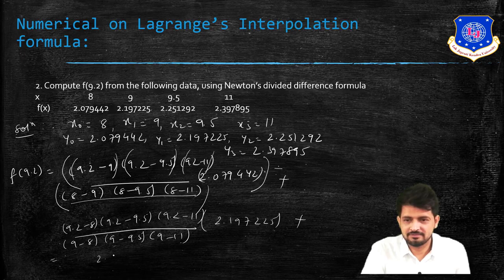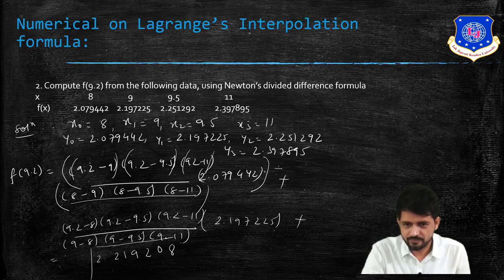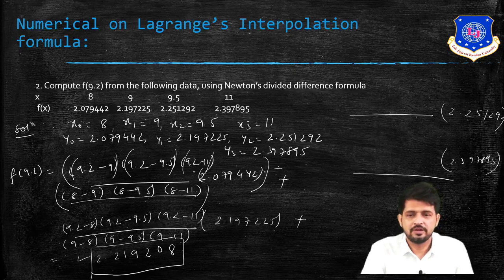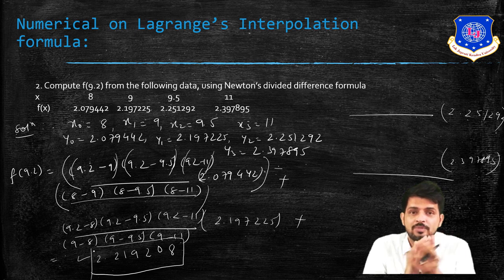The final answer will be 2.219208. You have to write two more terms, in which we take the values of y2 and y3, 2.397895. All the values you have to take, and you have to solve these steps in a single step in a calculator, and you will get the final answer like this. You can solve more numericals on the basis of this.